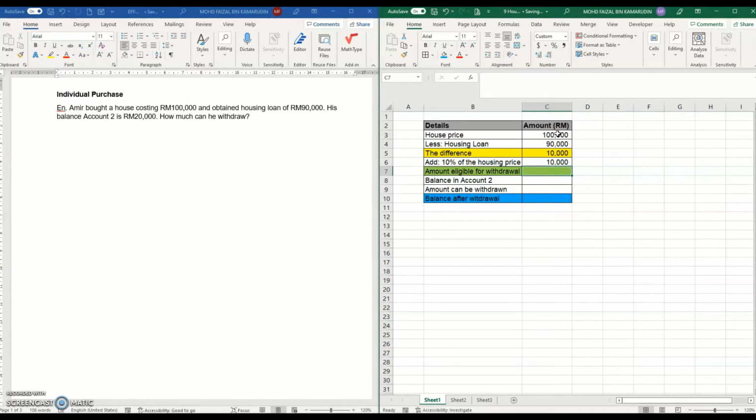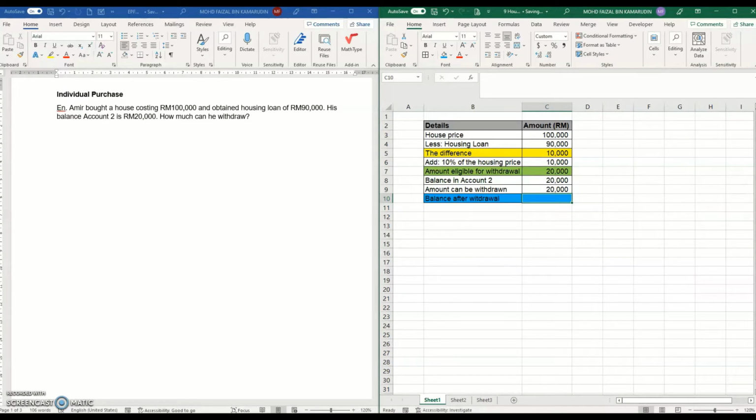So the amount eligible for withdrawal, we just add the difference plus the 10% of the housing price. That is the amount that Encik Amir is eligible to withdraw. Next is the balance in account 2. We take from here about 20,000. The next item is the amount that can be withdrawn. We always go for the maximum, so in this case, since he has 20,000, he will be eligible to withdraw 20,000.